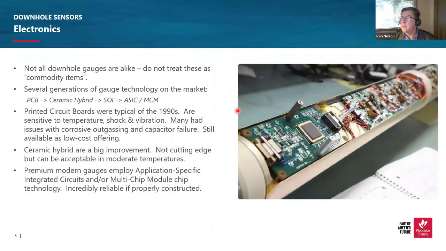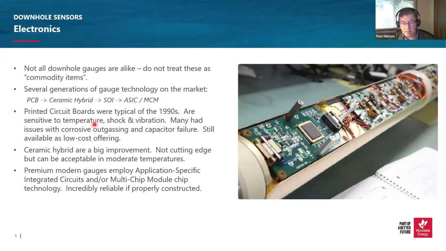I'm going to jump in here and talk a little bit about downhole electronics. I'm focusing on gauges, but this also has implications for all electronics that you run downhole. And the biggest thing is that they're not alike, and you do not want to treat these as a commodity item. You really do want to focus on the quality and really understand the product. There are several generations of electronics that are out there. The older ones are the printed circuit boards that later on evolved into ceramic hybrid. Some of these are what we refer to as silicon on insulator. And the more modern constructions are application-specific integrated circuits and multi-chip modules.